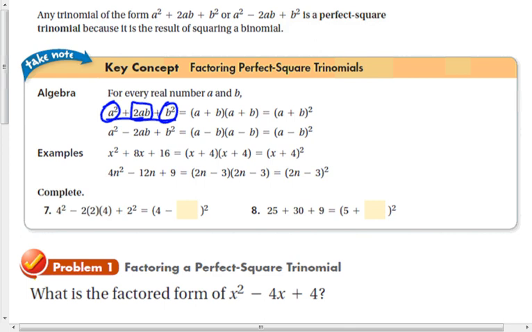And go ahead and look at the other cases here that you should recognize. If you recognize these, it's pretty easy to factor. Go ahead and do 7 and 8, and I'll check back with you.